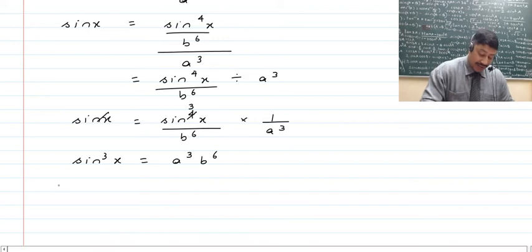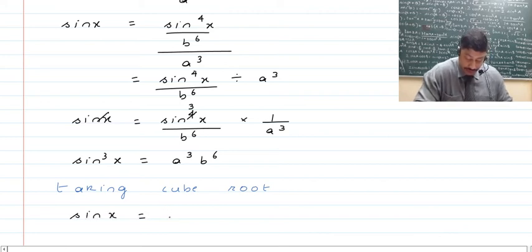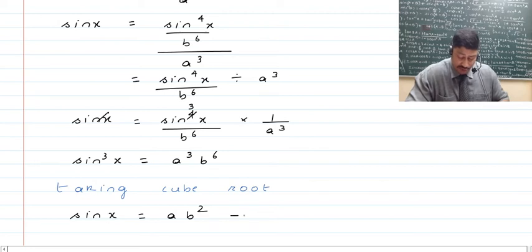Now children, we require to take the cube root of both the sides, so taking the cube root, we will now be able to get the value of sin x. So further, sin x becomes equal to a times b square, right? After we have this, now we have the value of sin x, we have the value of cos x. We'll mark this to be equation number 4.